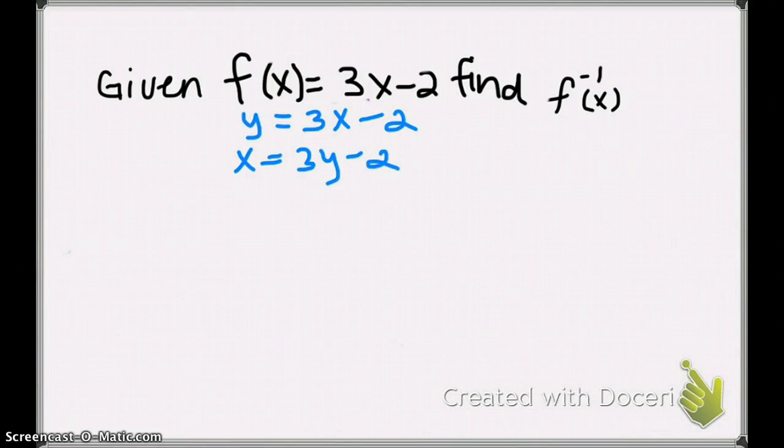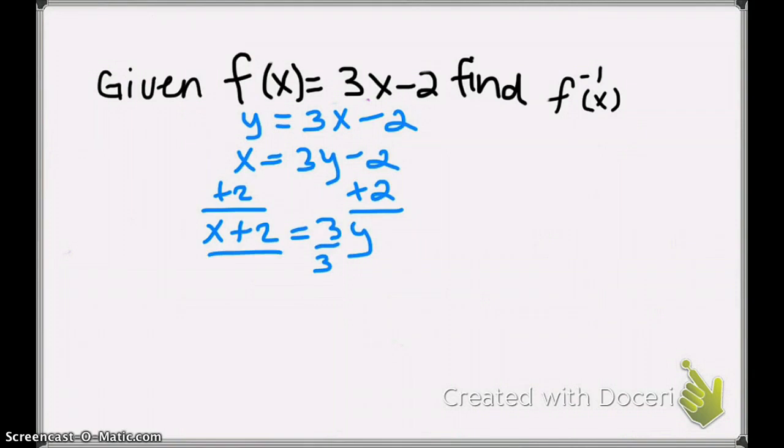Now you want to solve for y and get y by itself. So I'm going to add 2 to both sides, because what you do to the one side you have to do to the other. And to get y by itself at this point I just need to divide by 3. So y equals (x plus 2) over 3, which equals the inverse.